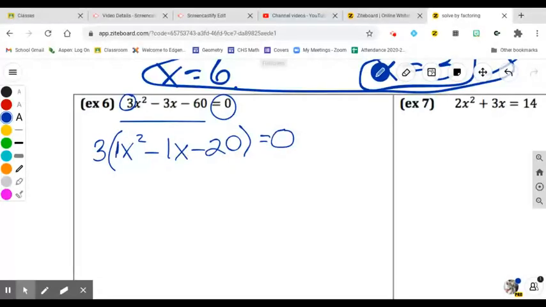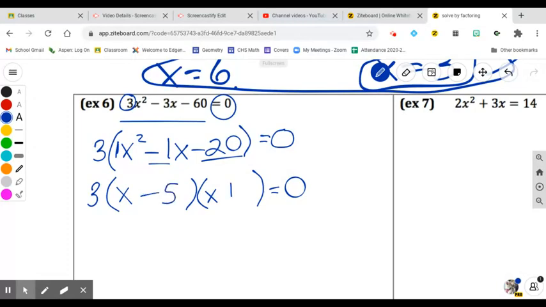Now I'm going to look at what's left in the parentheses. See how this has a 1 in the front? So now I just have a regular trinomial where a is 1. So now I can just think of numbers that multiply to negative 20 and add to negative 1. One positive, one negative. It's going to be negative 5 and 4. Because negative 5 plus 4 is negative 1. Negative 5 times 4 is negative 20. This 3 that we took out has to stay in the front. So that was the GCF.